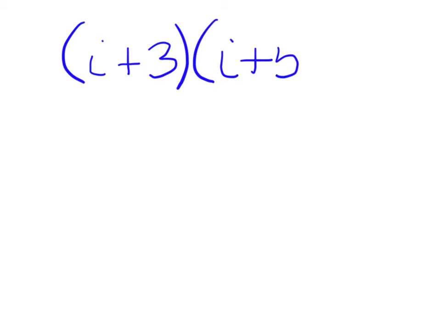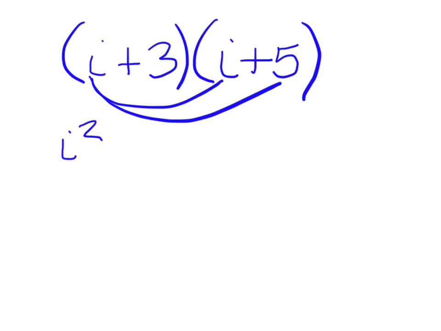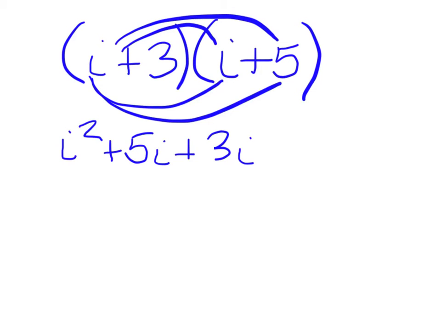This is a practice problem. Multiply I plus 3 times I plus 5. On this practice problem, I times I is I squared, and I times 5 is 5I. 3 times I is 3I, and 3 times 5 is 15.